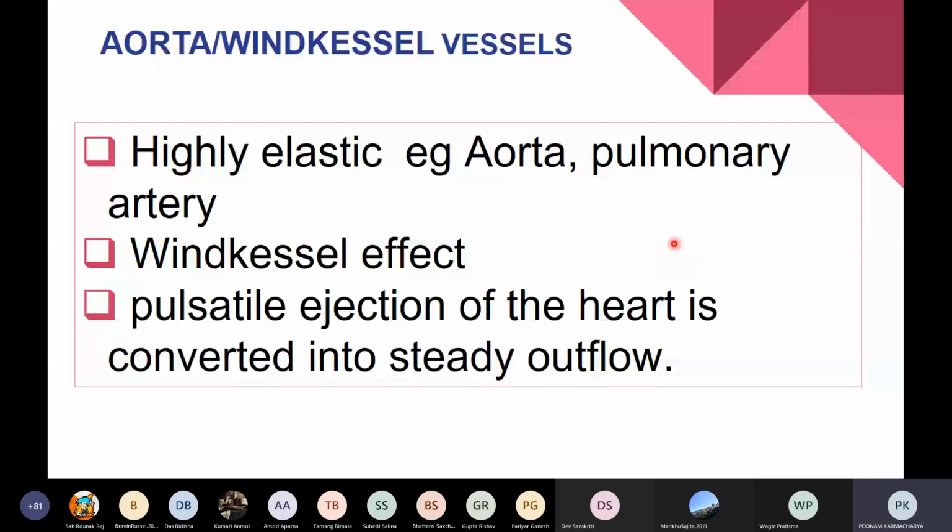So aorta and pulmonary artery are both highly elastic, and their elasticity is because they contain a lot of elastic fibers, right?